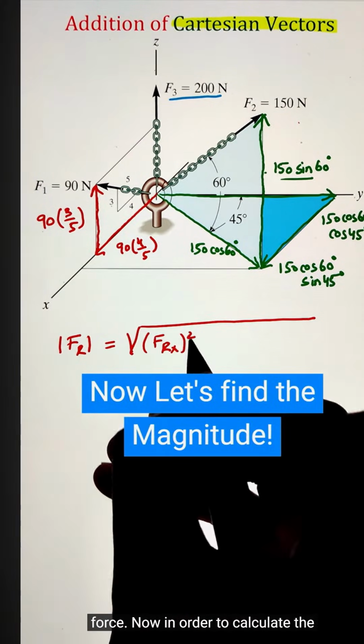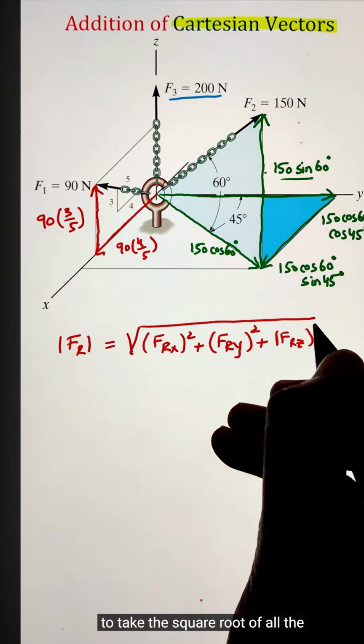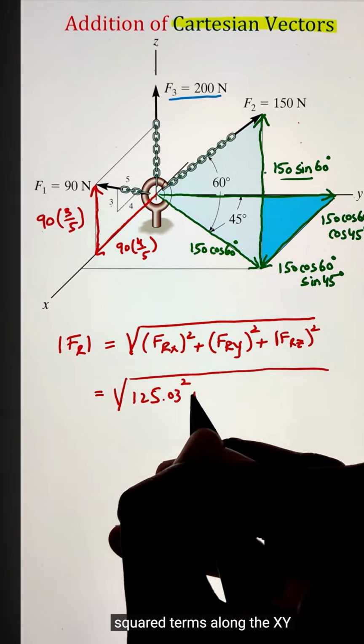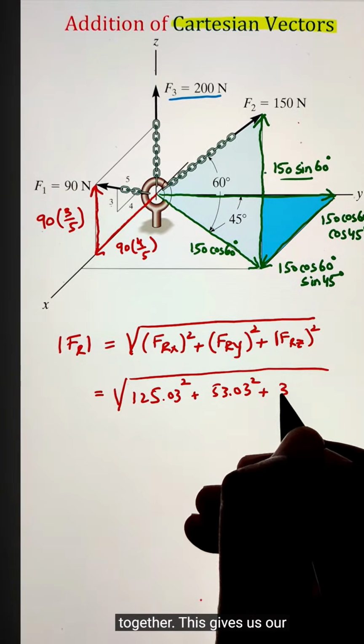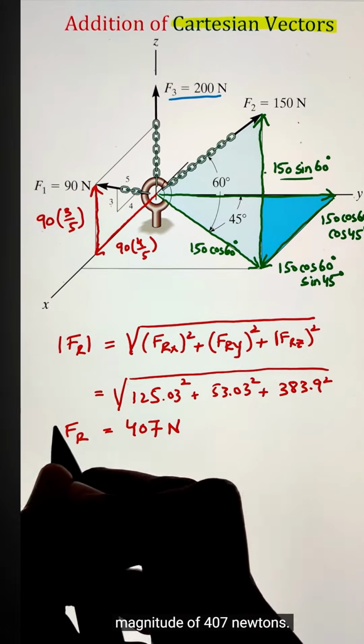Now in order to calculate the magnitude of the resultant force, we have to take the square root of all the square terms along the x, y and z axis and add them together. This gives us our magnitude of 407 newtons.